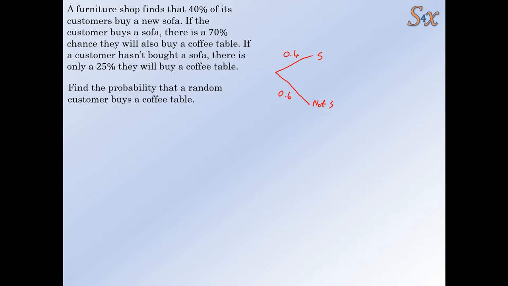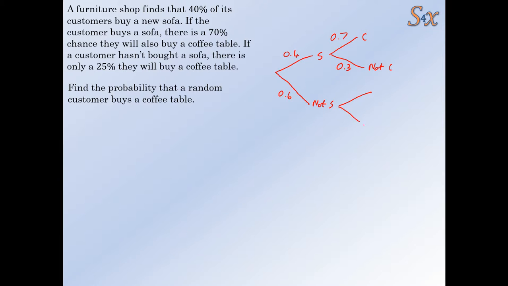And then the second branch says if they buy a sofa, which is up here, there's a 70% chance they buy a coffee table. So I'll put C for coffee table, and then not C for don't buy a coffee table. So there was a 70% chance here, which means there must be a 30% chance they didn't buy a coffee table. Okay, each set of branches has to sum to 1, because everyone on this branch has to be accounted for. So 70% do buy a coffee table, 30% must not buy a coffee table.